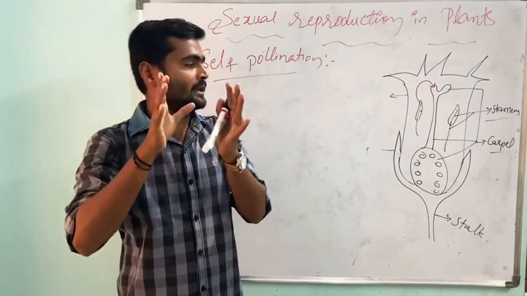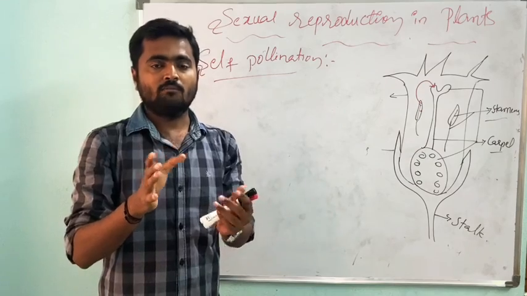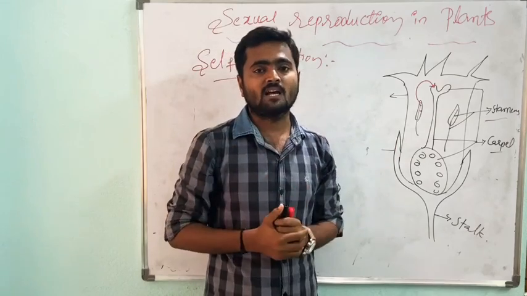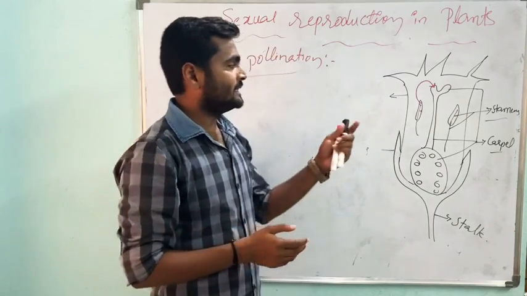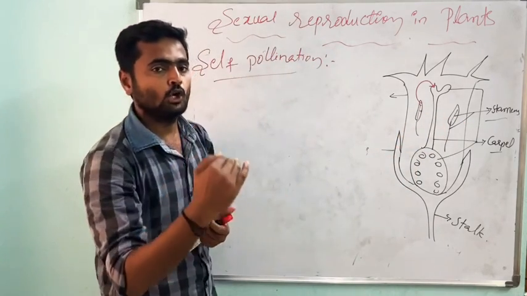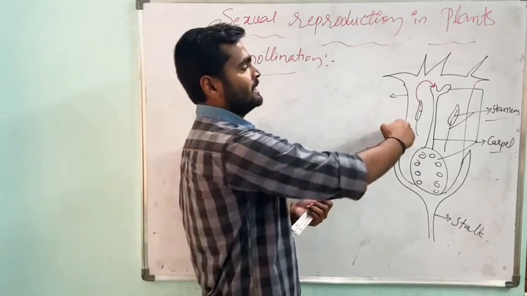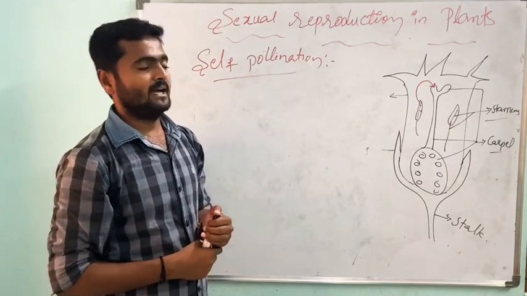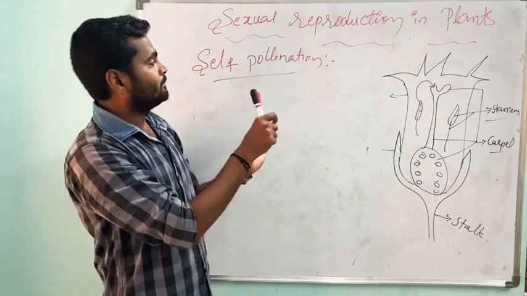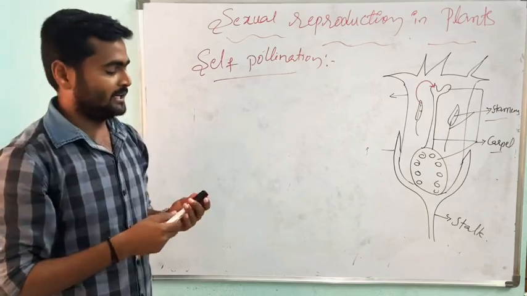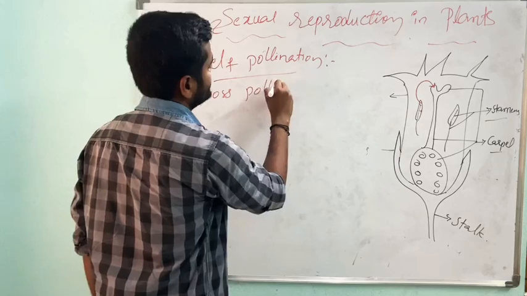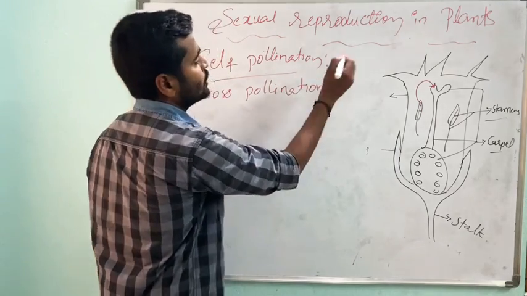Even sometimes, pollen sacs or anthers can rupture very fast. So in those cases, what happens, Nana? Self-pollination is not possible. Okay? For example, here the pollen sacs or anthers are a little bit lower than the stigma, so it is not possible for the pollen grains to reach the stigma. In these cases, the plants prefer the other type of pollination, that is called cross-pollination.